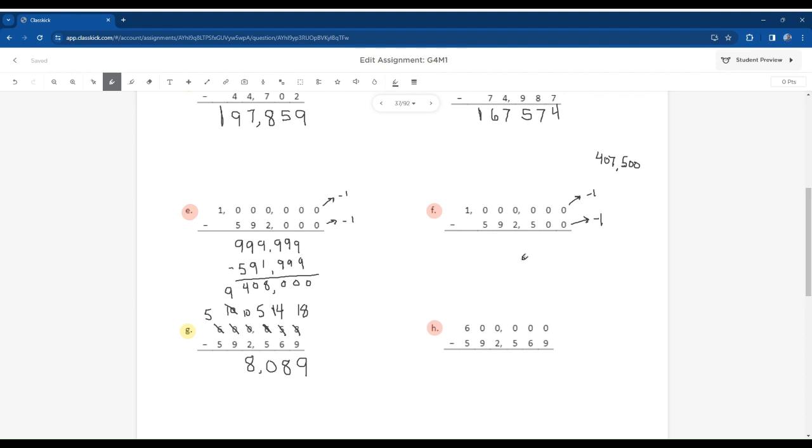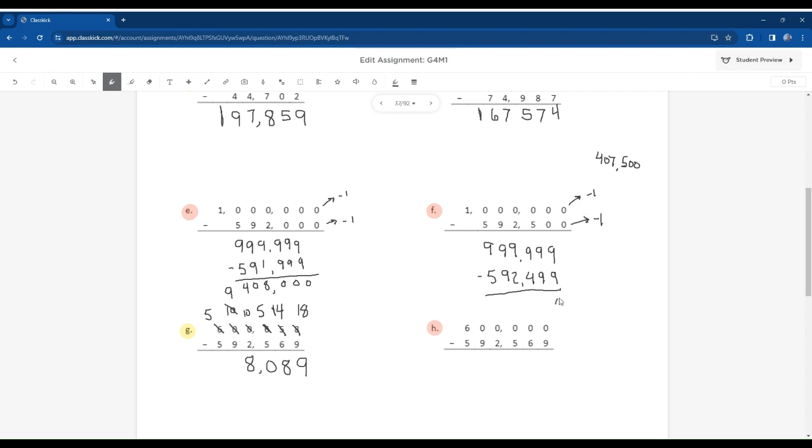it's going to save me a lot of aggravation with regrouping. So 1 million, take away 1 is 999,999. And 592,500 minus 1 is 592,499. So when I have those 9s up here in my larger number, really saves me a lot of aggravation. So this becomes a problem where there's no regrouping just by subtracting 1 from both numbers in our subtraction problem.